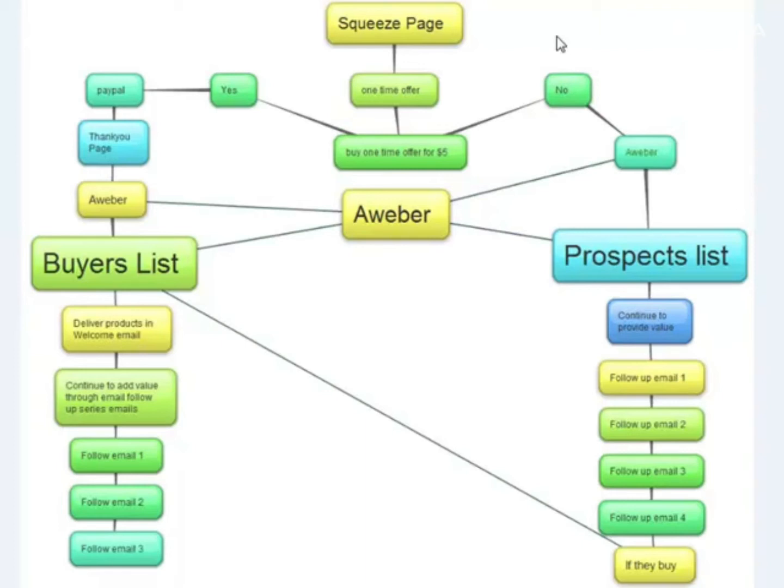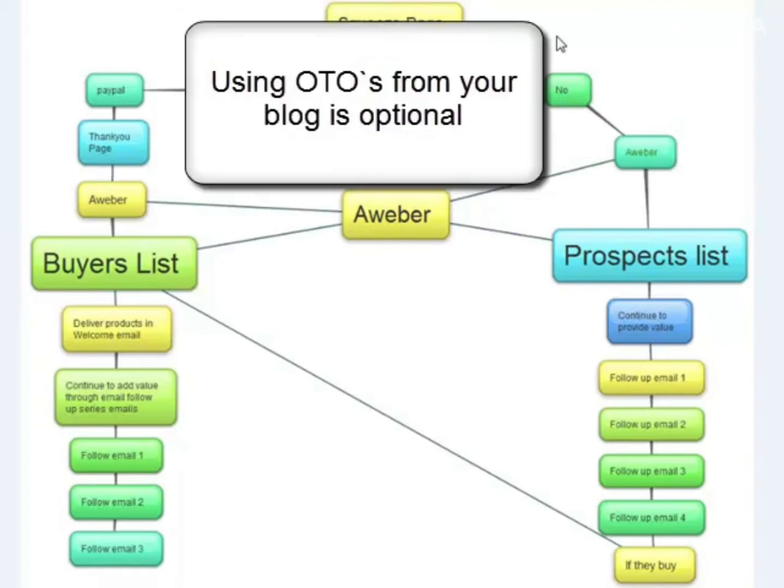The next tip is on your blog. When you build your list from your blog, which I hope you do, because it's one of the things that I always recommend, you have an opt-in form either below your posts or in your sidebar. When you build your email list from your blog, including a one-time offer when people opt in from there is purely optional. This is something that only you can decide.